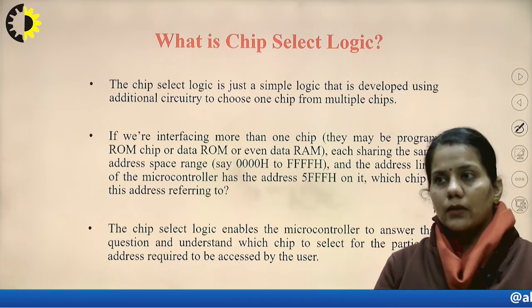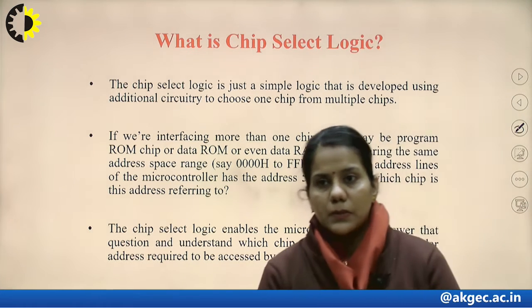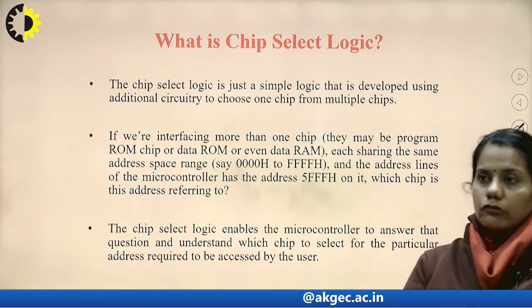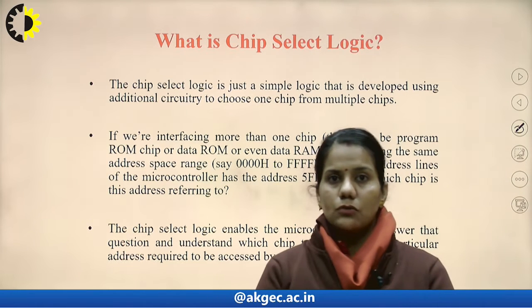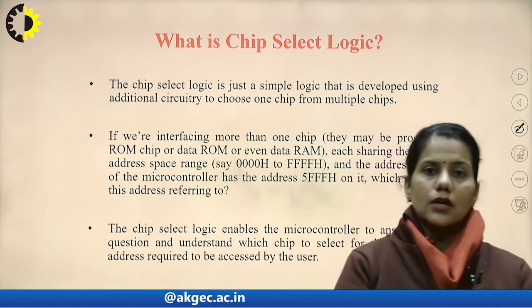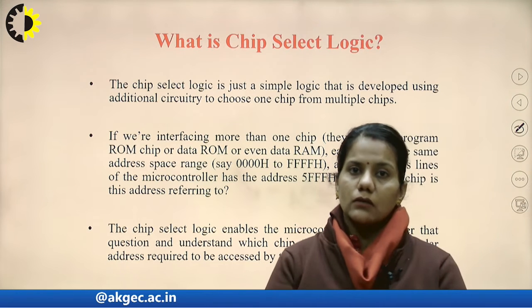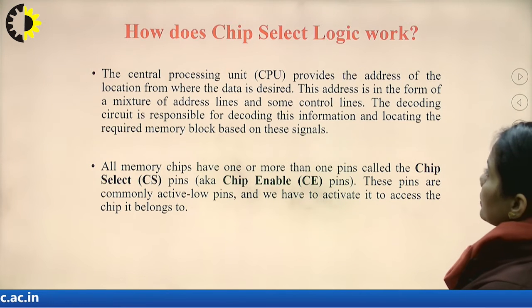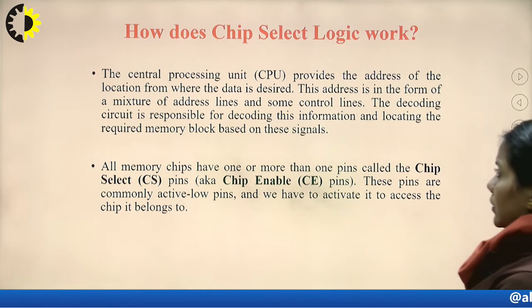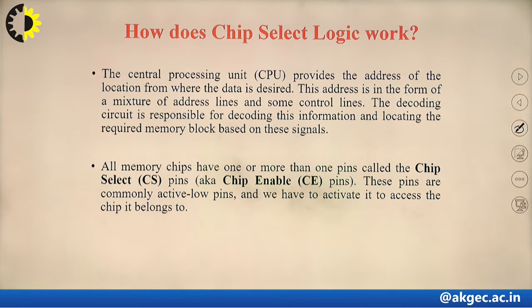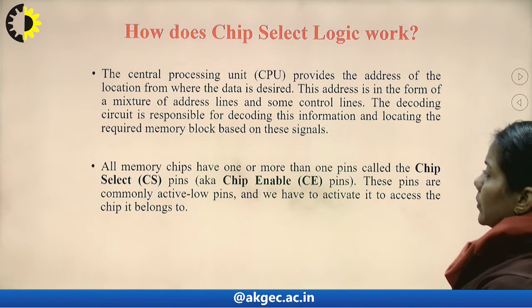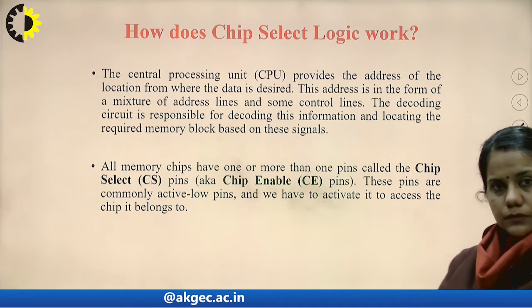By considering the available address lines and the amount of memory which we have to interface, we can decide how many lines are used for addressing and how many lines are used to make the chip select logic. The central processing unit provides the address of the location from where the data is desired. This address is in the form of a mixture of address lines and some control lines. The decoding circuit is responsible for decoding this information and locating the required memory block based on these signals.